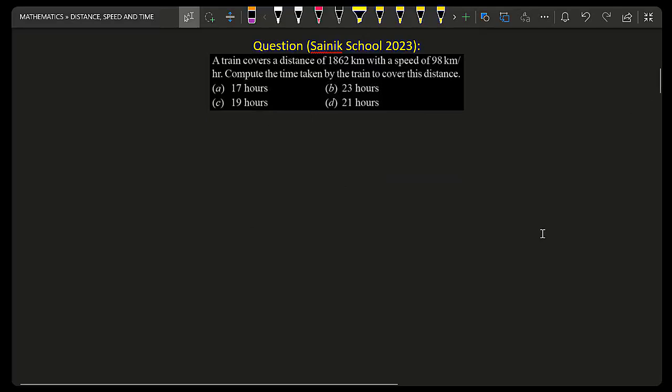Yes, Daksh, read the question again. A train covers a distance of 1862 kilometers with a speed of 98 kilometers per hour. Compute the time taken by the train to cover the distance.